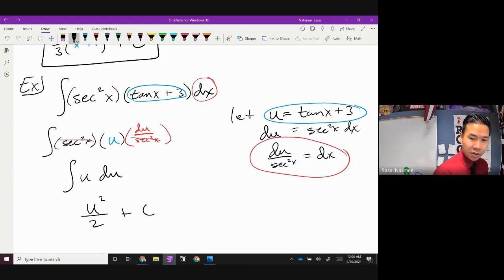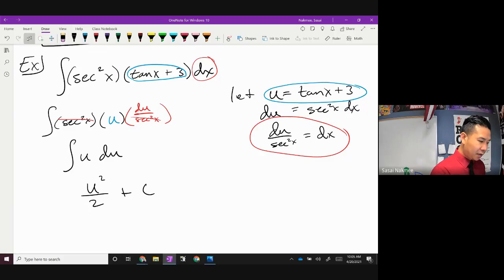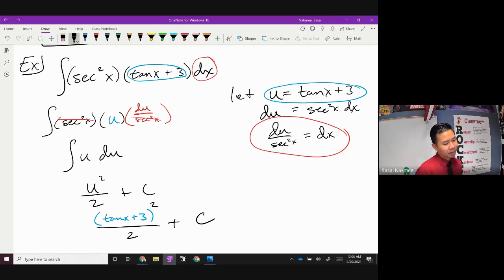I simplified the u and the du. Have I made any mistakes anywhere here? Please let me know. And then finish this off, replacing the u with tangent x plus 3. This, of course, is being squared, divided by 2, plus c. And that should be my answer. I'm good? Awesome. Thank you, Monica, for double checking with me. But yeah, there you go.